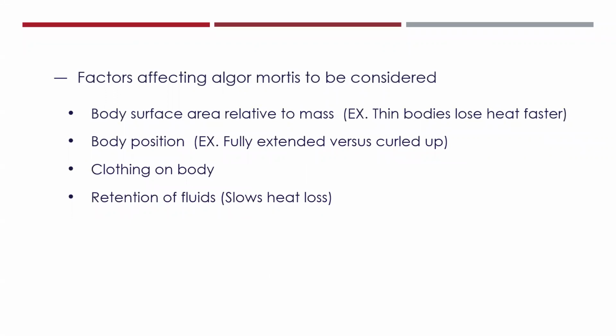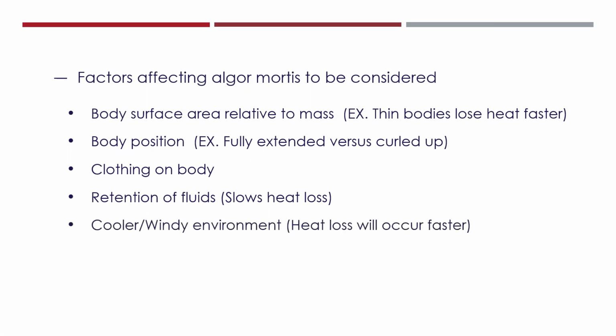Retention of fluids slows heat loss. So someone that has a condition that causes them to retain fluids, congestive heart failure, things like that, they'll actually lose heat more slowly because the fluid absorbs the heat. If you're in a cooler or windier environment, you will obviously lose heat faster because it's cooler outside. And then if a body is submerged, the actual water temperature itself will affect ambient temperature, and therefore the Algor mortis.